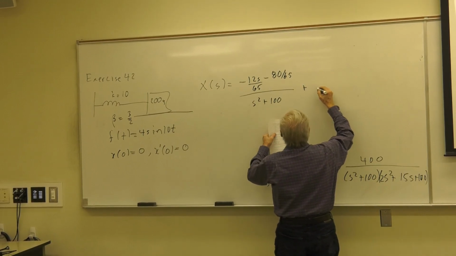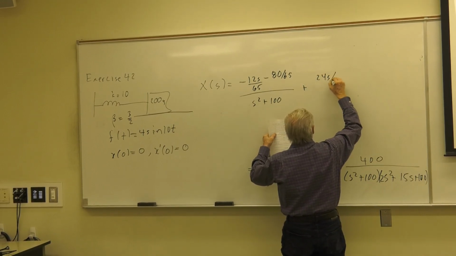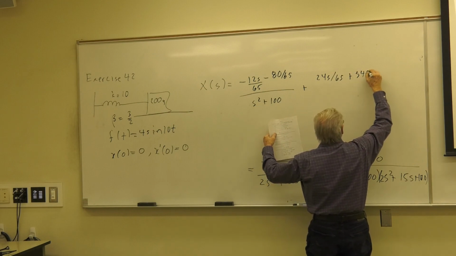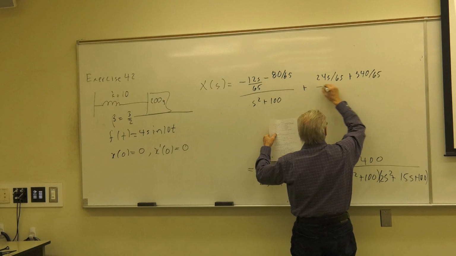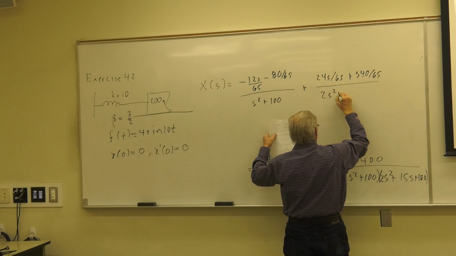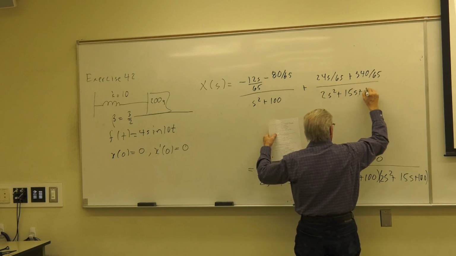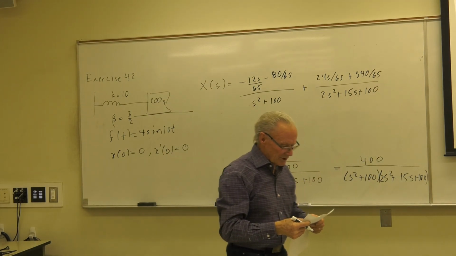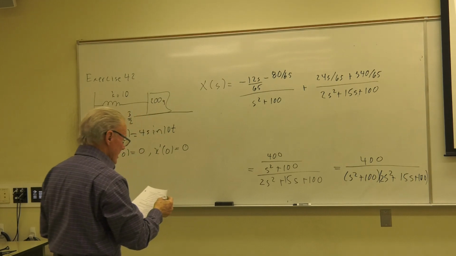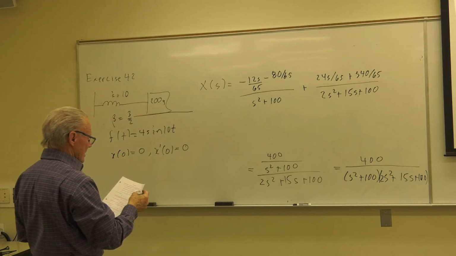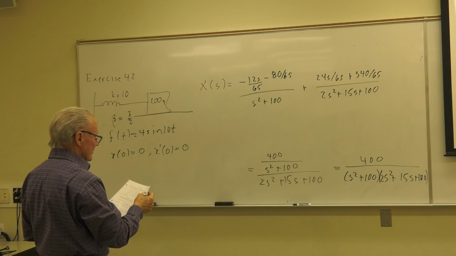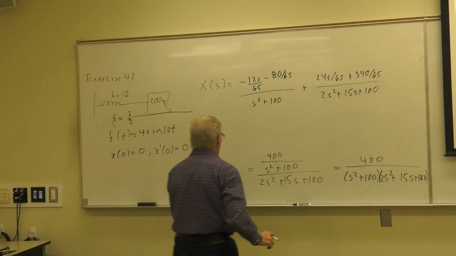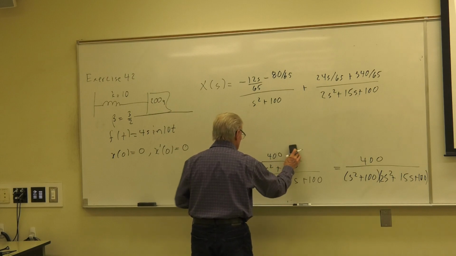plus 24s over 65 plus 340 over 65, all over the 2s squared plus 15s plus 100. So if you partial fraction, let me check that again. That one's just 100, 24, 340. Okay. So all we now have to do is invert.